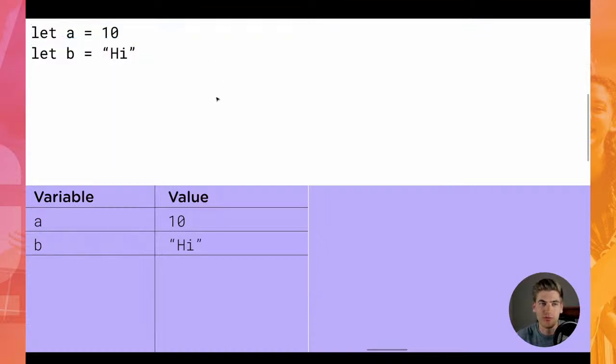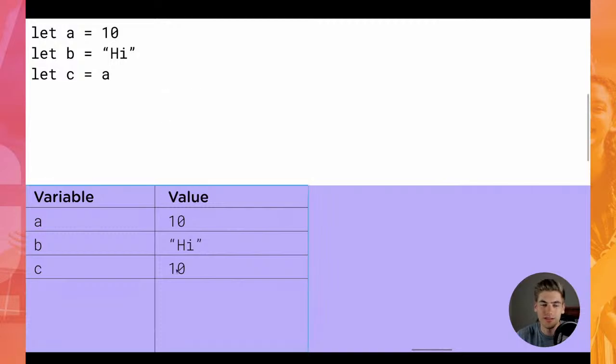Now let's move on a little bit from here, and as you can see, we added another variable, which is c, and we're setting it equal to the variable a. You've probably done this tons of times while programming, so you know for a fact that c is going to be set to 10 because that's what the value of a is.